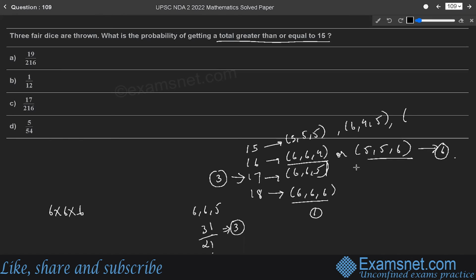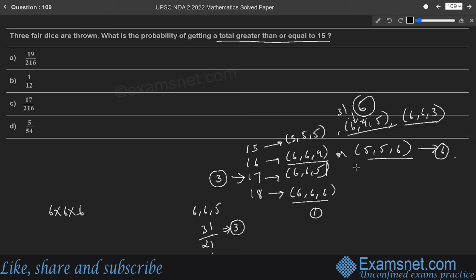Also there is a number which is 6, 6 and 3. You can see that both numbers are again 3 factorial upon 2 factorial. So it will be C. This particular term is 3 factorial, means it will have 6 cases. This term is 3 factorial. So it will have 6 cases.